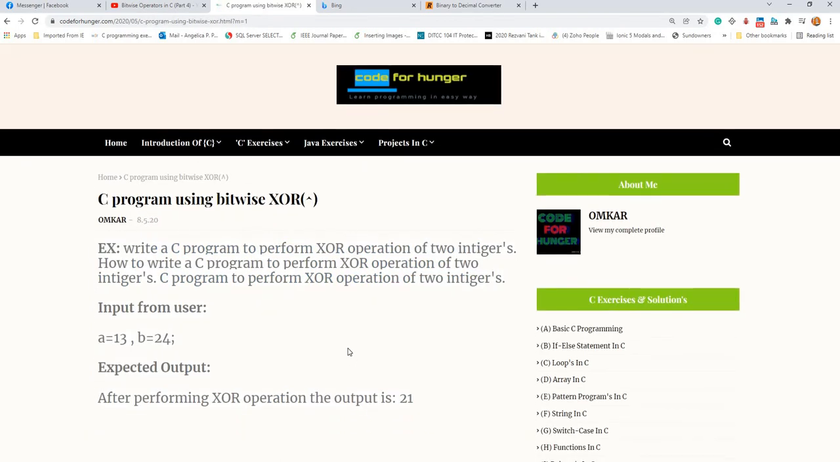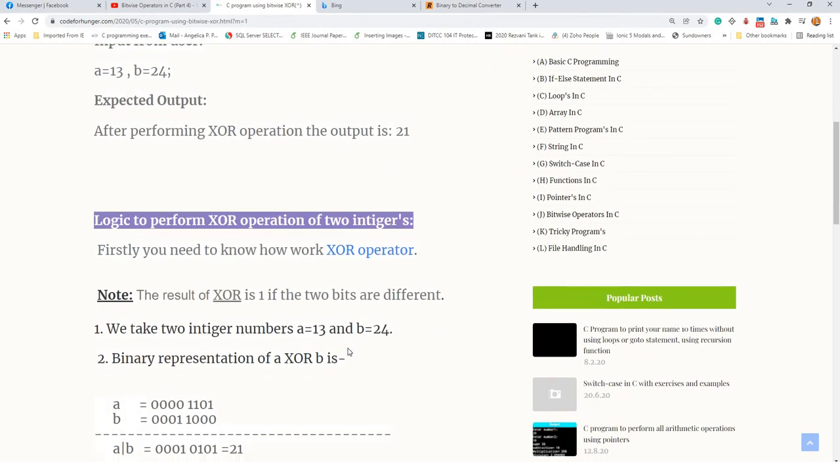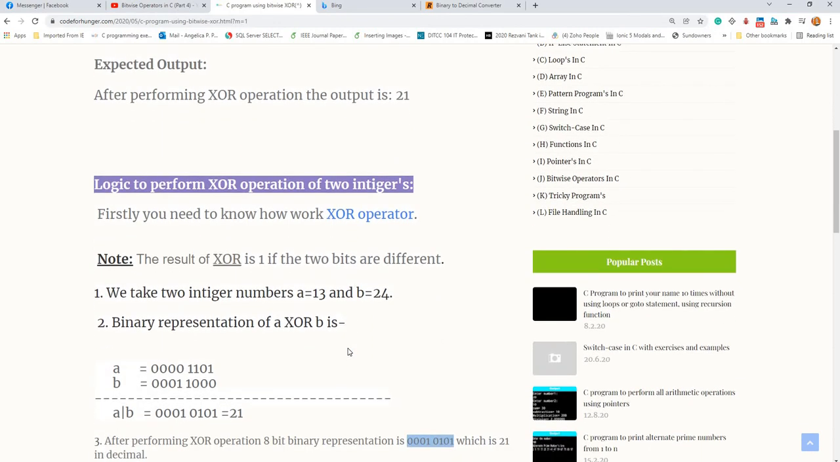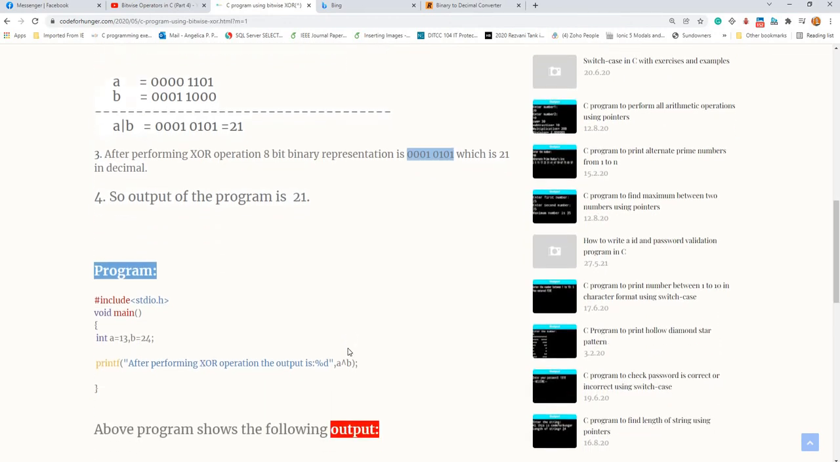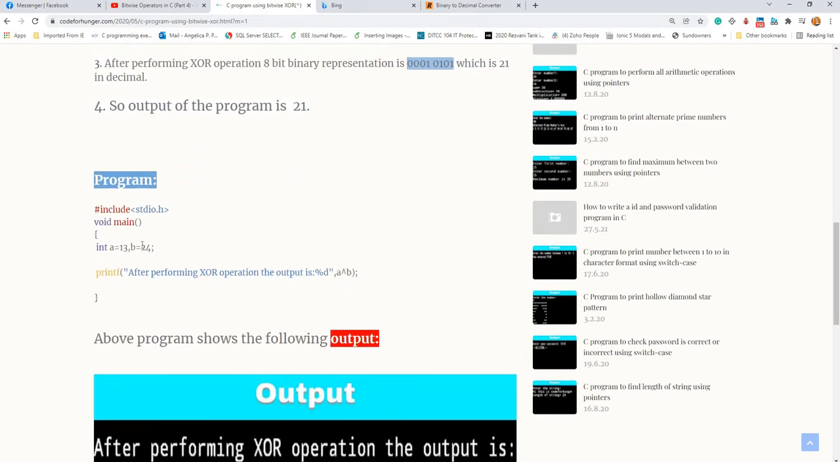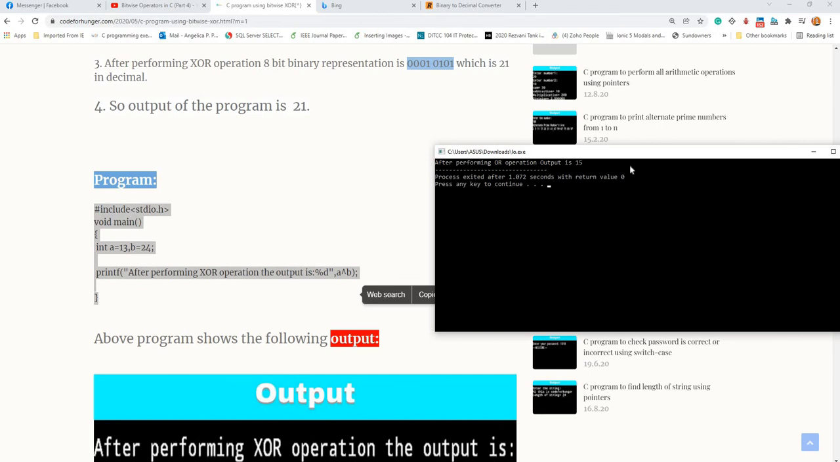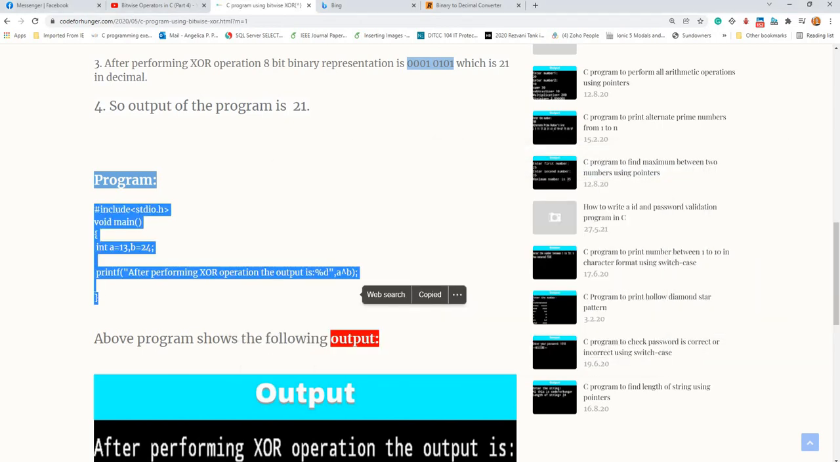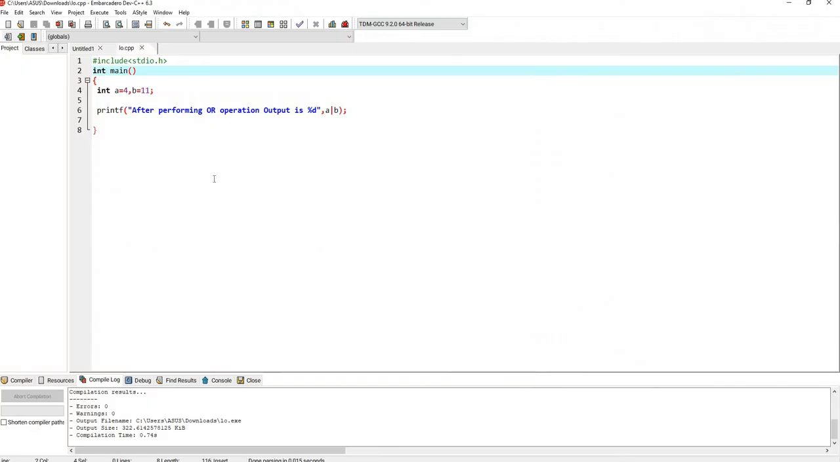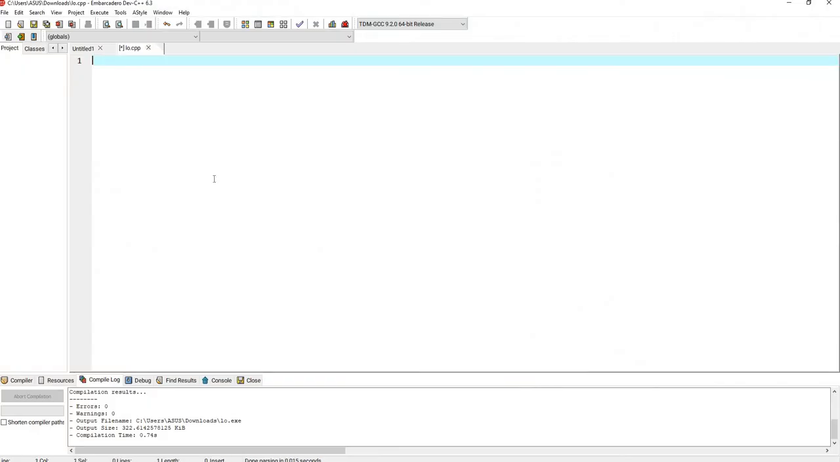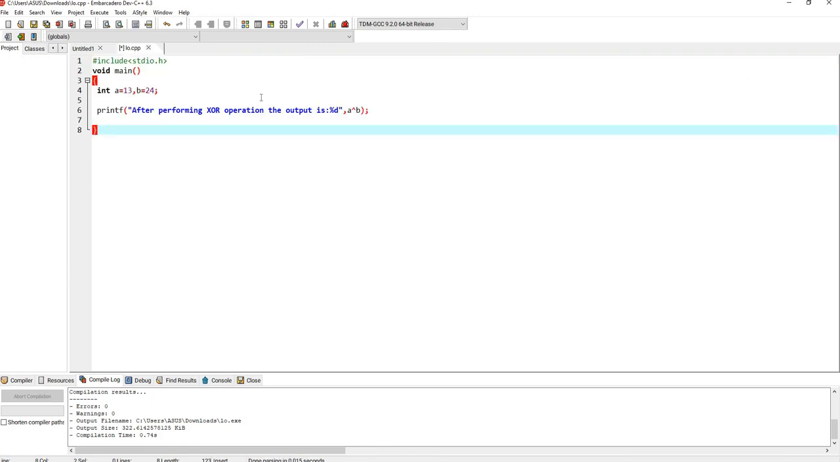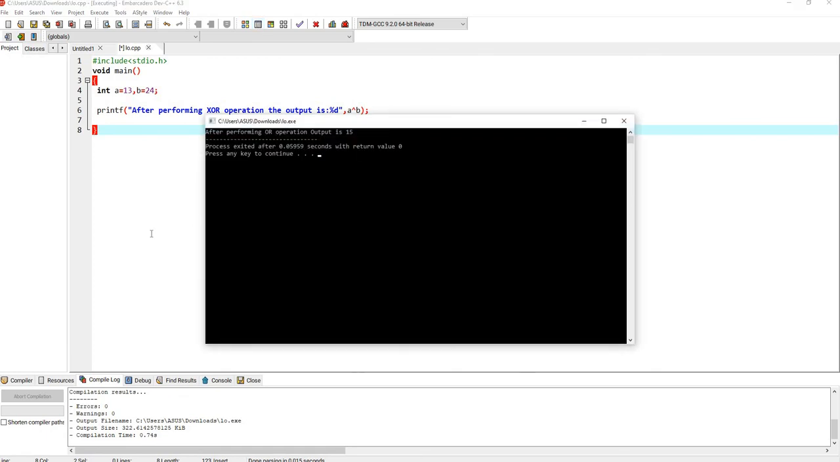Try natin tong XOR. So, ito yung mga values niya. A yung variable, 13. Tapos, B is 24. 21 daw yung output. Naka-bitwise. Maganda to kasi merong explanation. Mas lalo nyong maiintindihan if you will go through. Close ko lang ito. Bitwise OR, tapos ito tayo sa Dev C, Control A, delete. Sige nga, 15 raw ang sagot?